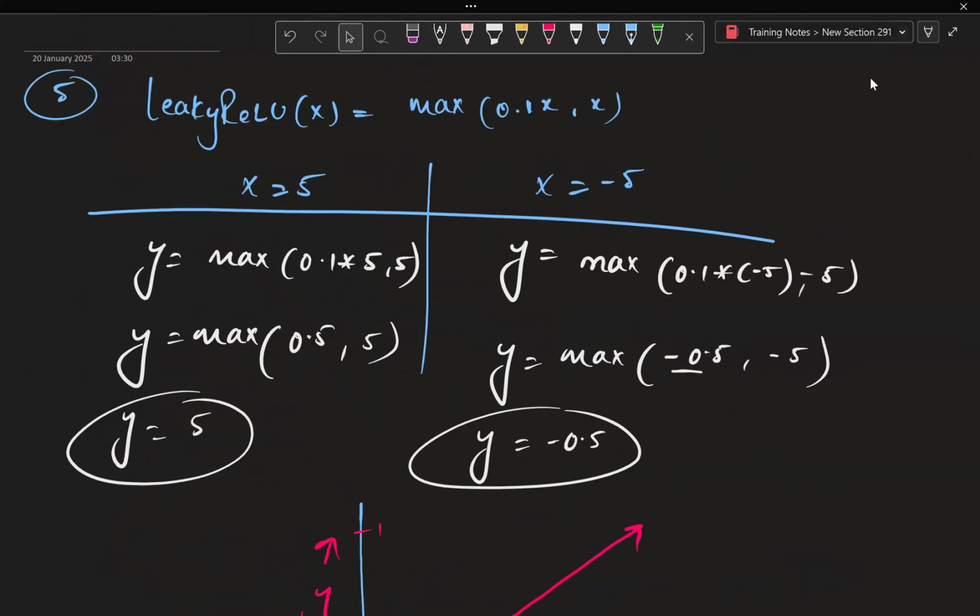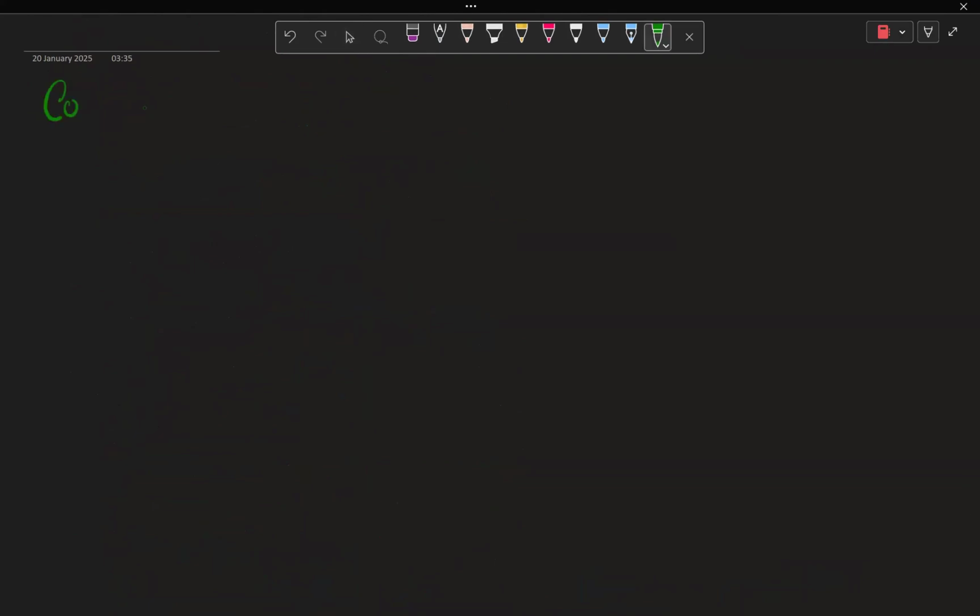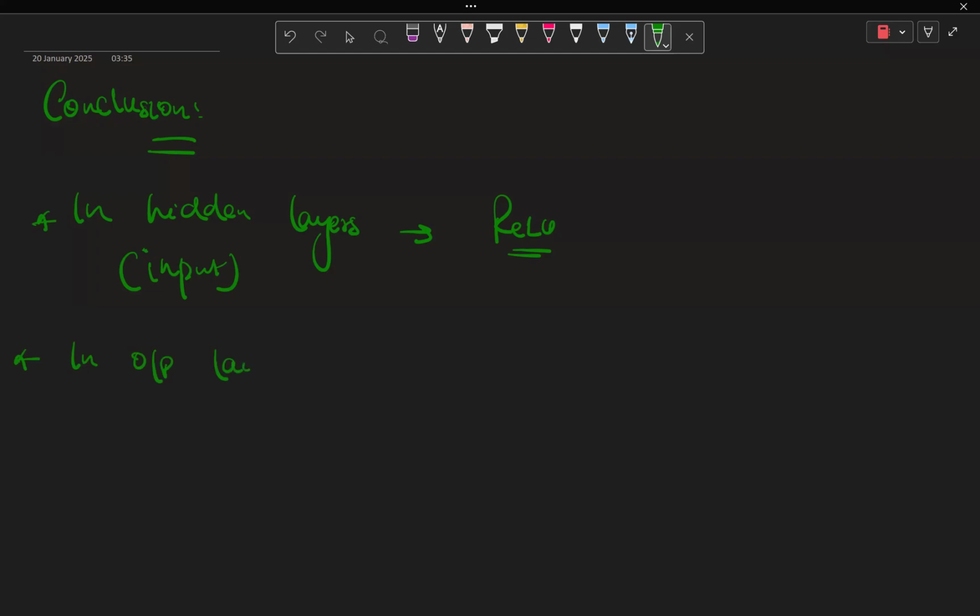So guys, now the conclusion. In hidden layers, as found in the testing process, we will be using ReLU. Hidden layer means input layer also, because the first input layer is also called a hidden layer. You will always use ReLU. And in the output layer, meaning the last layer, you will use sigmoid or softmax. This is something you have to remember.